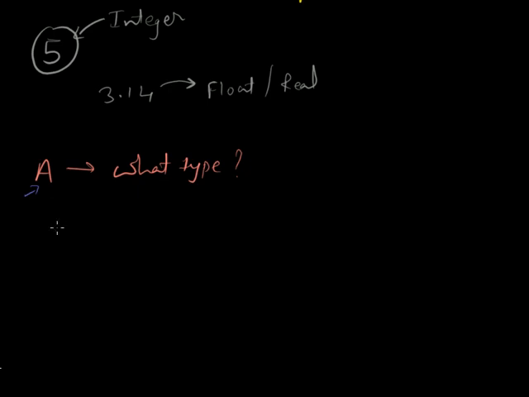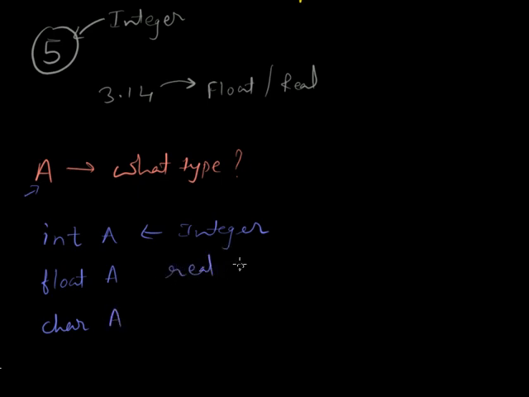To declare the type of value, we just precede the variable's name with the type. So if we want an integer to be stored in A, we will declare A as int A. If we want a float, we will say float A. And if we want a character, we will say char A. Remember that real A will not work. We will have to say float A. Why this will not work, we will come to later. Same is the case with char. Character A will not work. This will work, this will work.